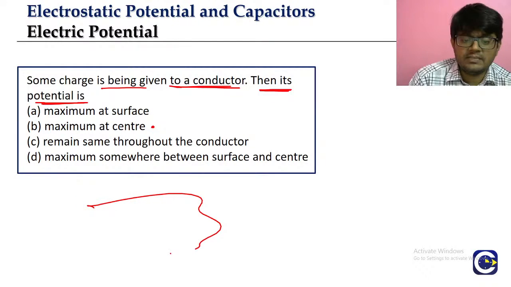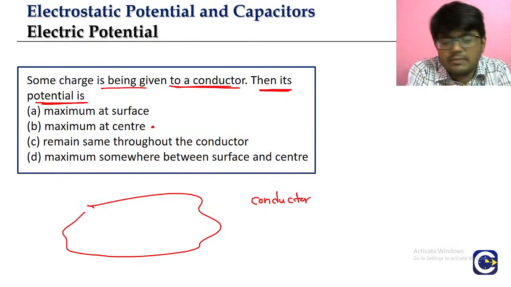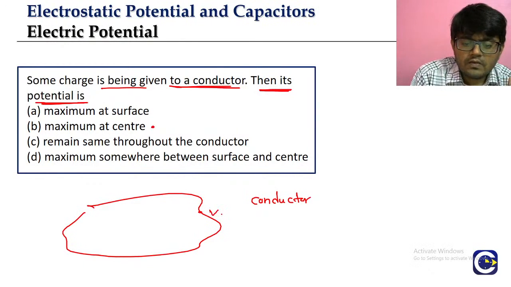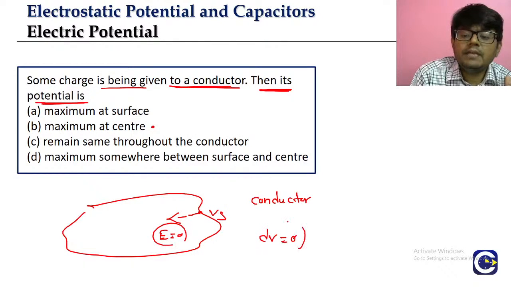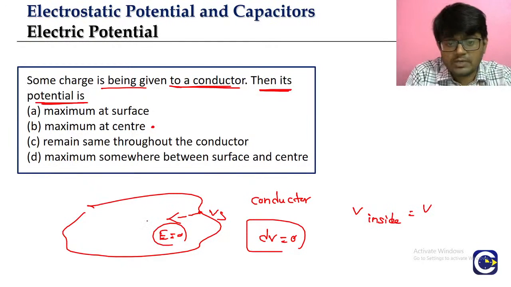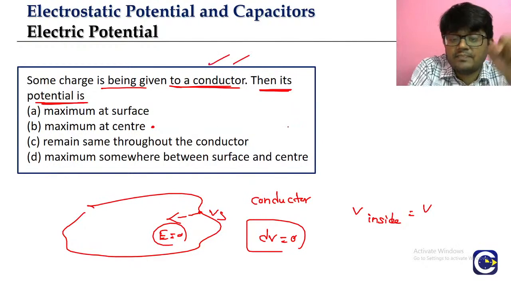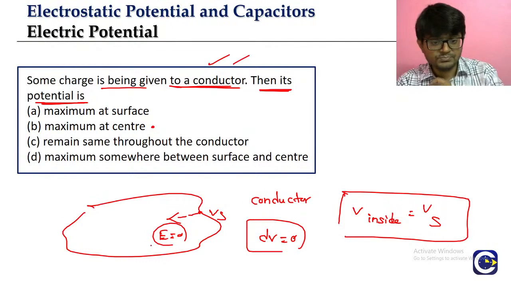This is a general question, we have already discussed it. If you have an object made up of a conducting material, when you move from the surface to inside, the electric field is 0, which means dV will be 0. So the potential at any point inside will be the same, at the center or wherever you take. The potential at any point inside the conductor is the same, and the value will be equal to the potential on the surface of the conductor.